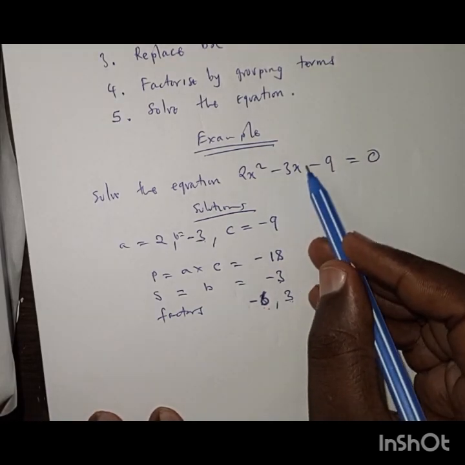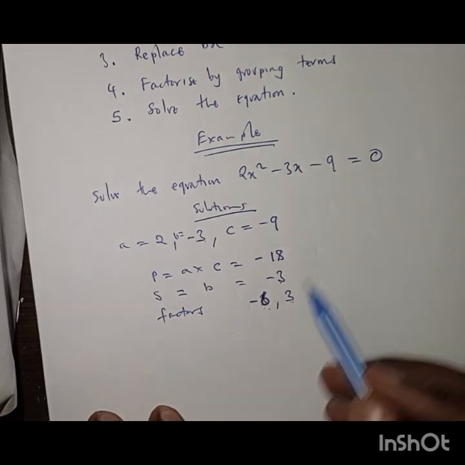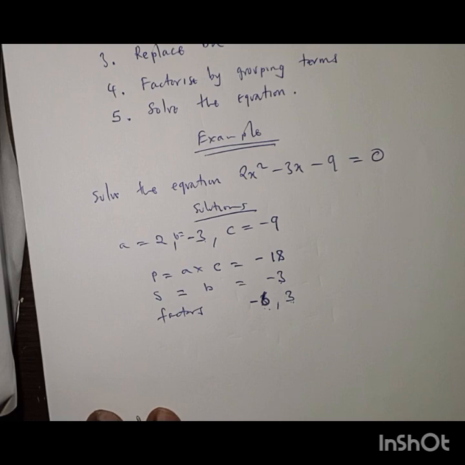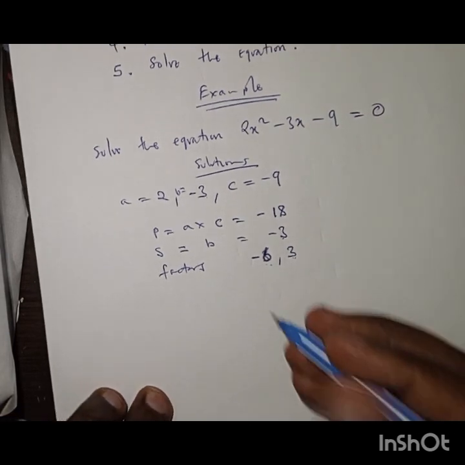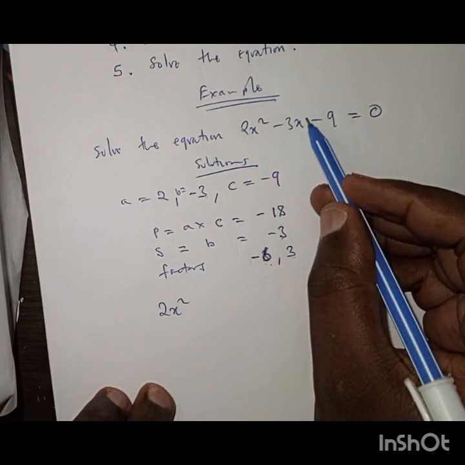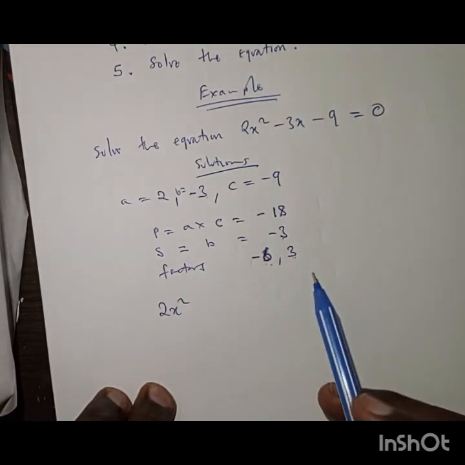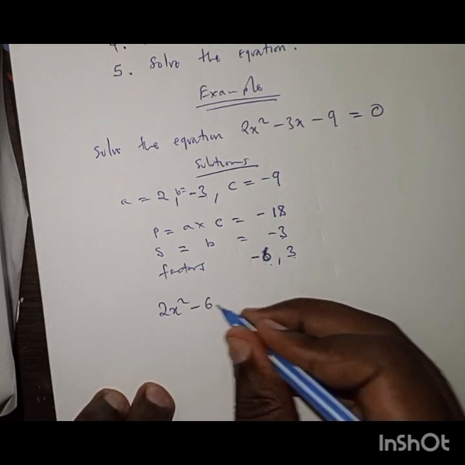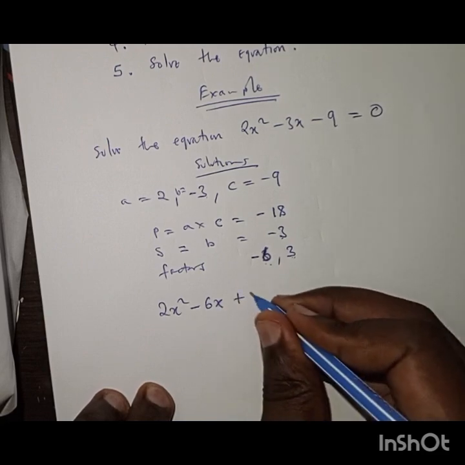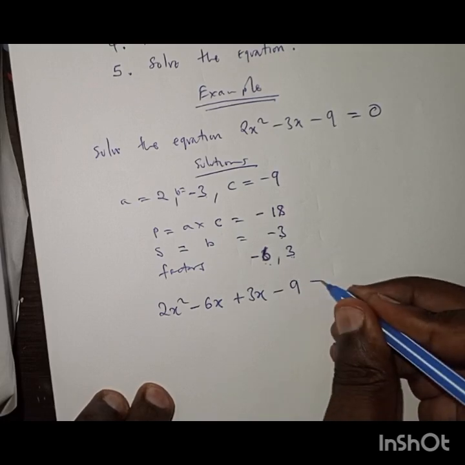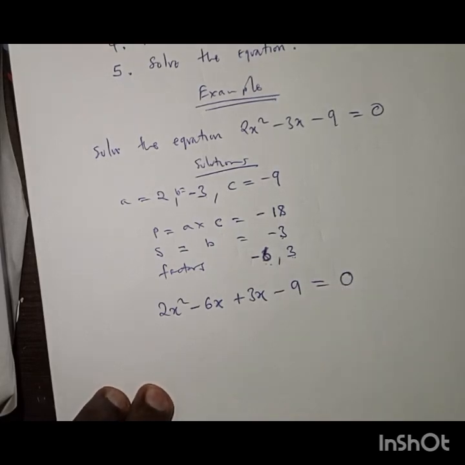So where there is -3x here, that is where we are going to put -6x plus 3x. Okay, I believe it's clear. So we have 2x squared, and where there is -3x is where we are replacing with -6x and plus 3x. So -6x plus 3x. Then we have -9 is equal to 0. Okay, so that was step 3.